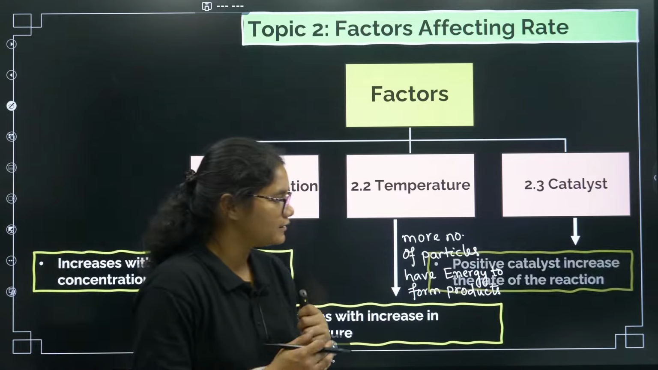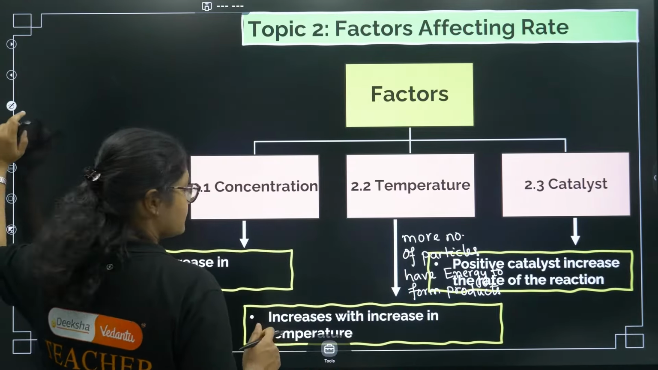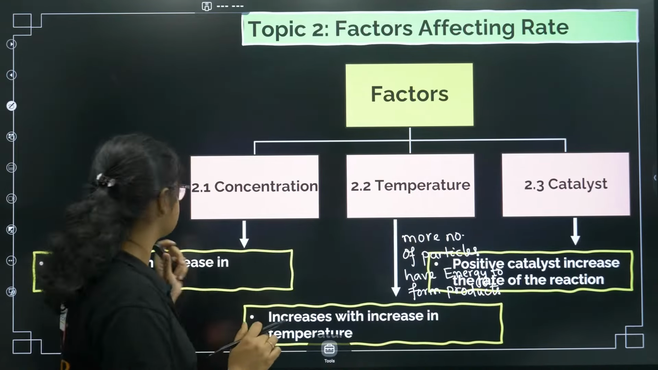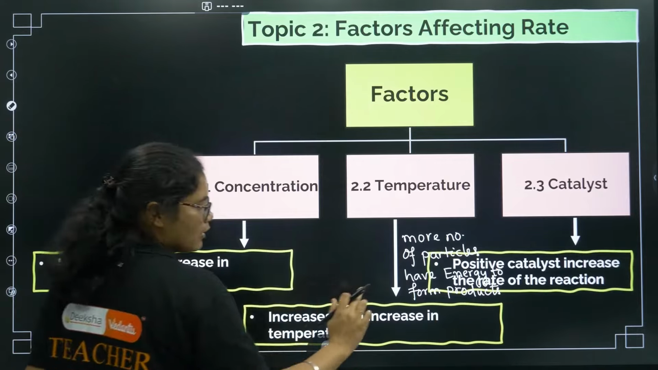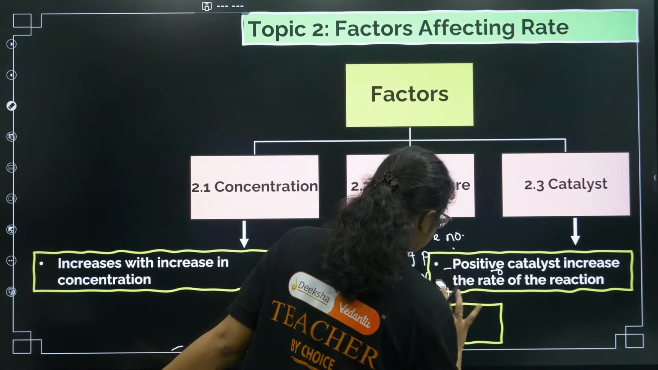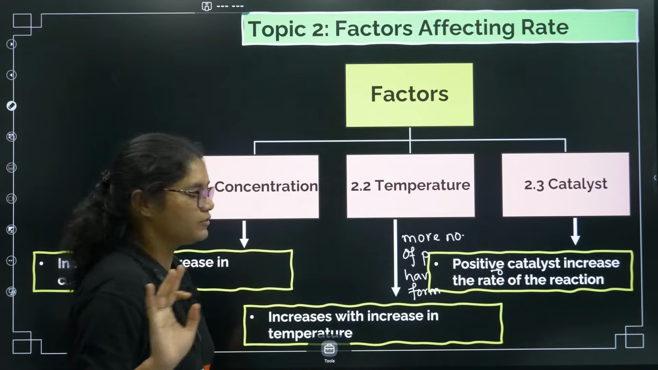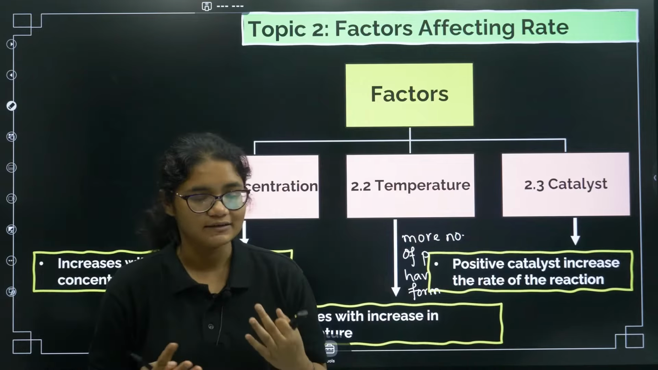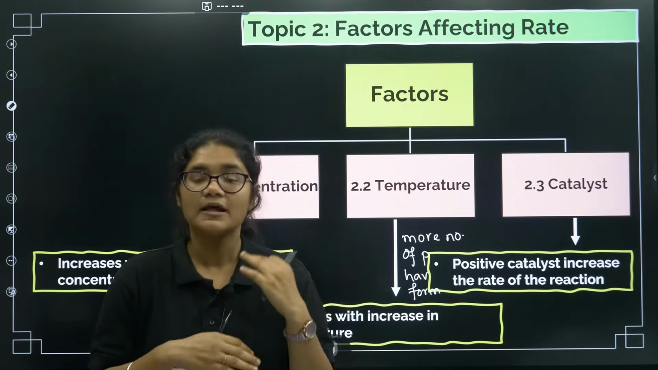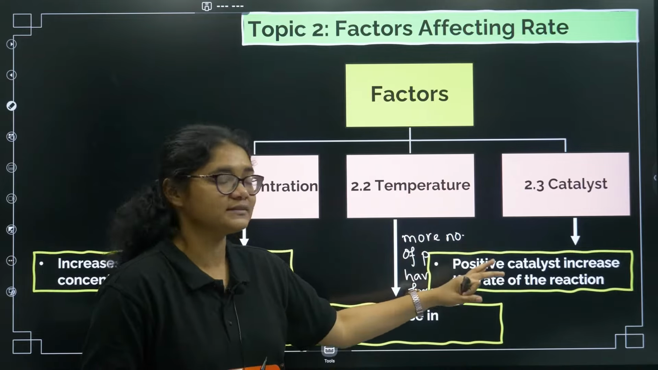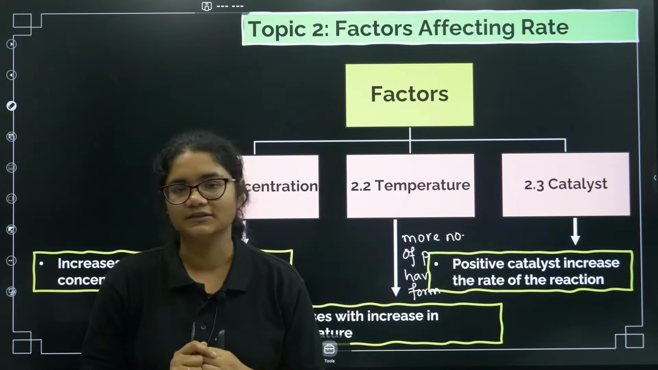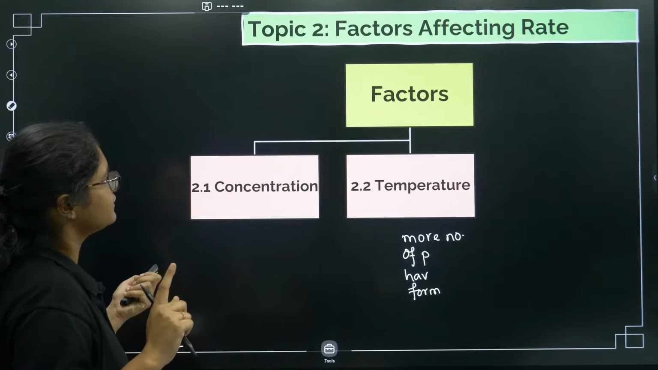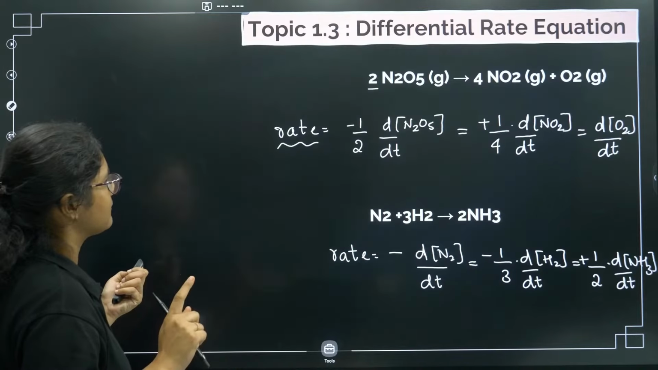Now coming to the catalyst. Here I will read it for you. Positive catalyst increases the rate of the reaction. I hope you have noted down here, so I'll rub this so that we can read it. So you can understand, if we increase the concentration, the rate of reaction will increase. If you increase the temperature, then also the rate of reaction will increase, and if you use a catalyst, then also the rate of the reaction will increase. Clear? Okay, now we will go to those two questions that we left some time before.